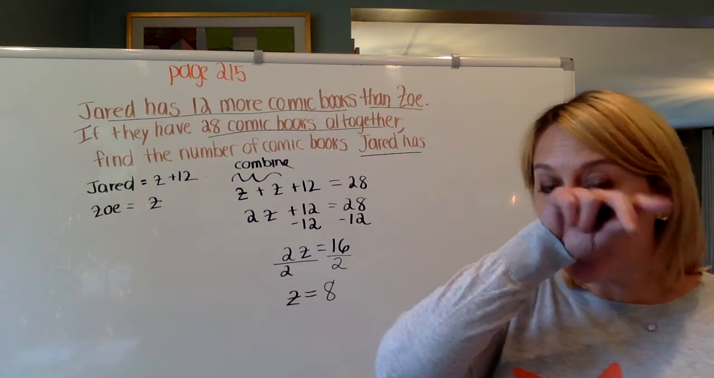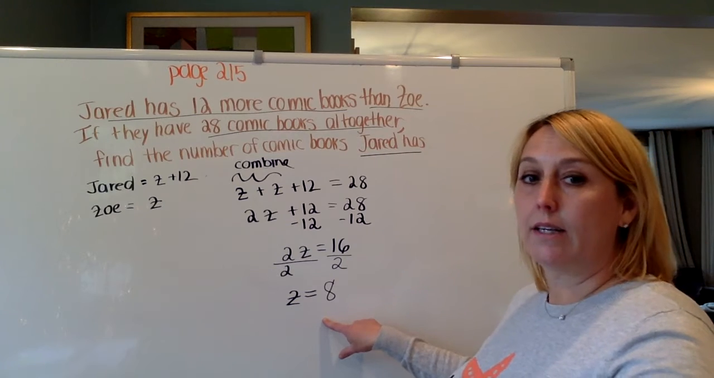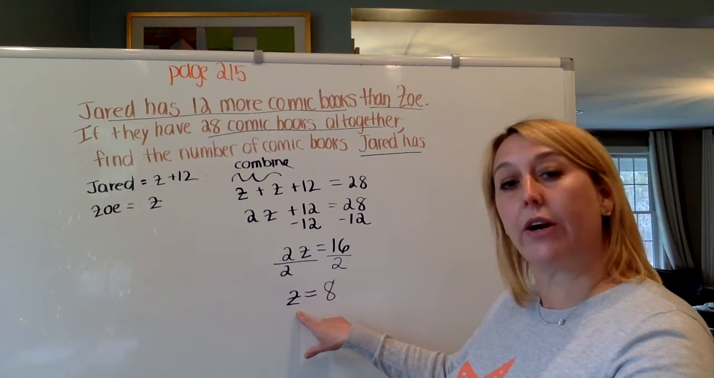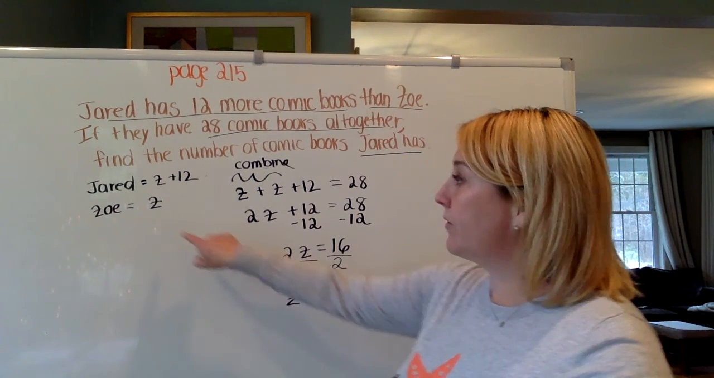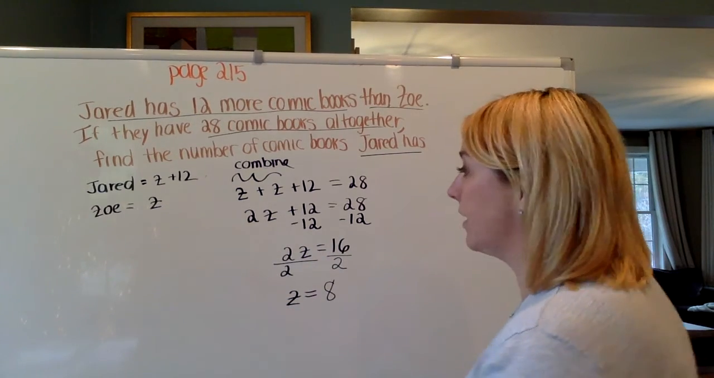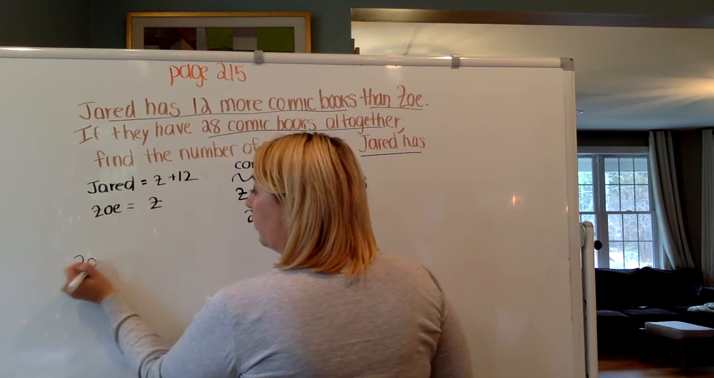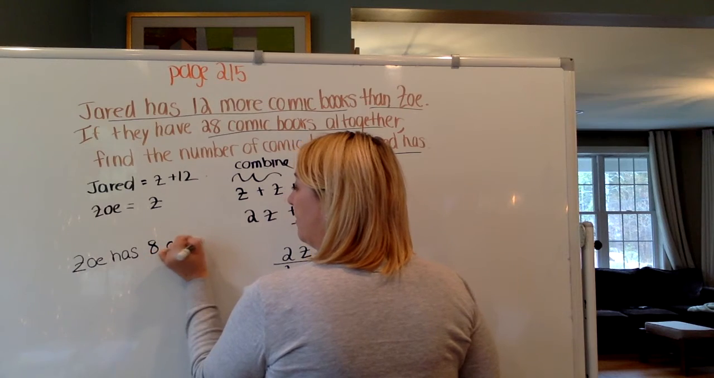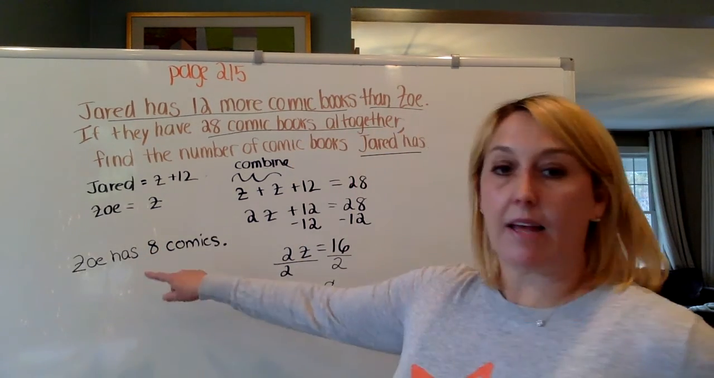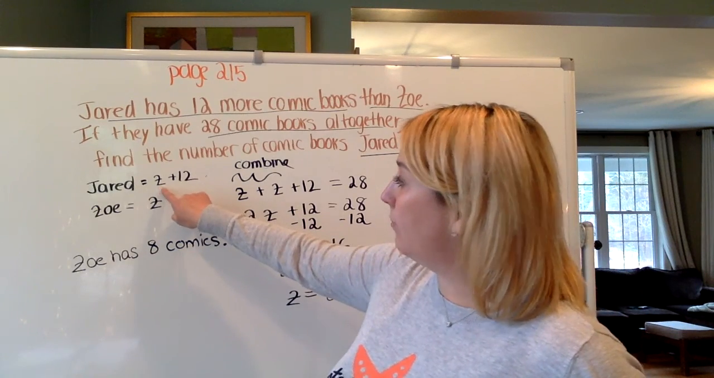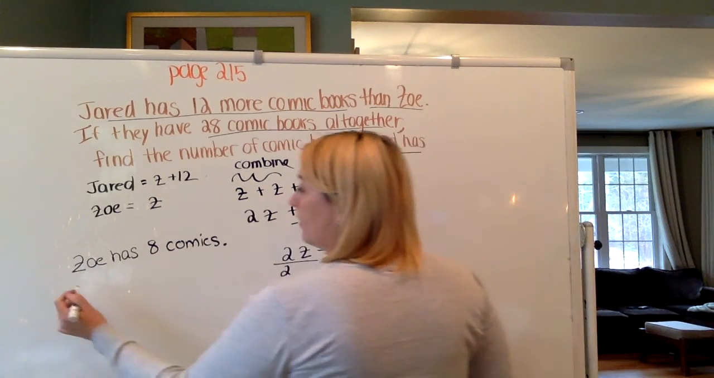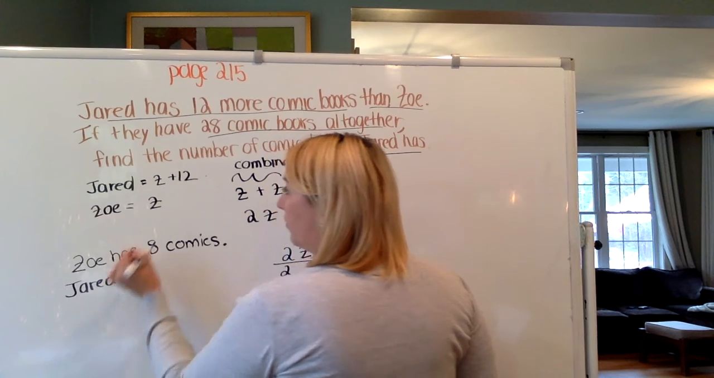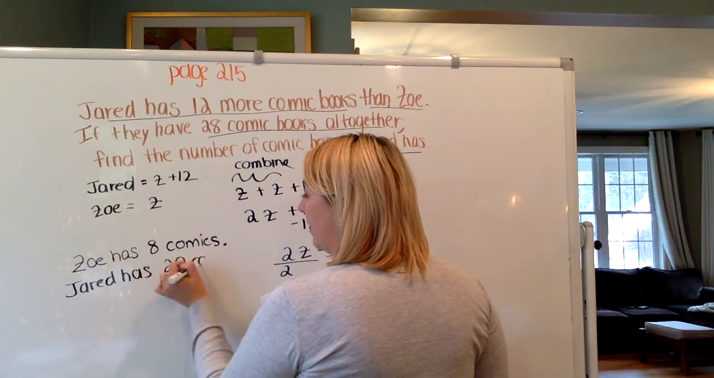Now, the common mistake would be for kids to say, oh, Jared has 8. Z equals 8. That's not the correct answer, though, because what does the variable represent? The variable represents Zoe. So this actually is saying that Zoe has 8 comics. If Zoe has 8 comics, well, how much did Jared have? Zoe had plus 12. So that means Jared has, what's 8 plus 12? 20 comics.